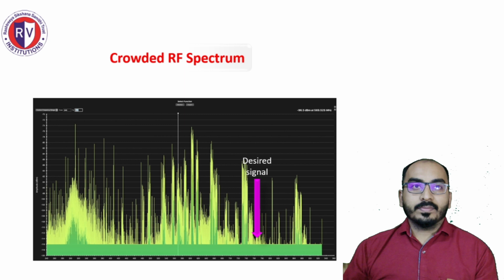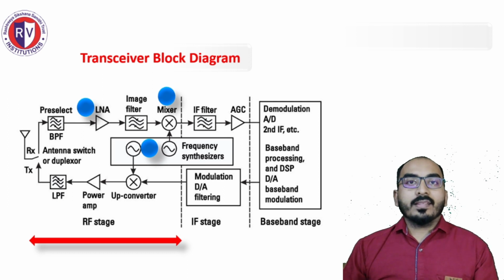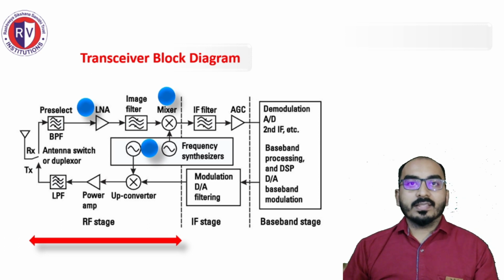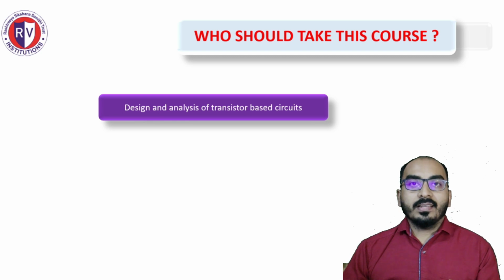How does it work? If you look at the block diagram of a transceiver, you will see 3 main subsections, and this course is focusing at the RF stage, where you see the main circuit blocks like low noise amplifier, mixers, oscillators, phase locked loops, etc. Therefore, understanding the operation of each of the circuit block and having a good idea about designing the circuit is very important for an electronics engineer. Therefore, those who are interested in the design and analysis of transistor-based circuits can take up this course.